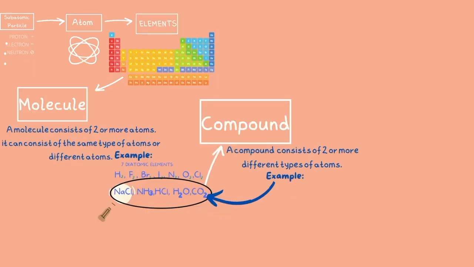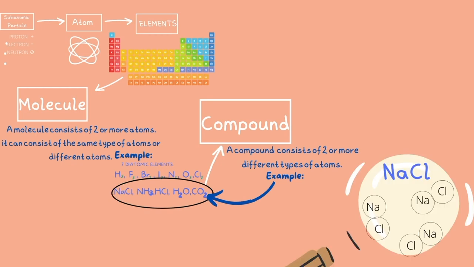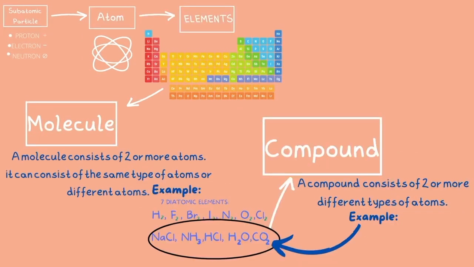Let's take a magnified look at these compounds. Take, for example, NaCl. We see one sodium atom attached to one chlorine atom, and this together equals a molecule. That is also called a compound. It is a molecule because it's made out of two or more atoms, and it's a compound because it's made of two different types of atoms, both sodium atoms and chlorine atoms. And this sums up the relationship between subatomic particles, atoms, elements, molecules, and compounds.